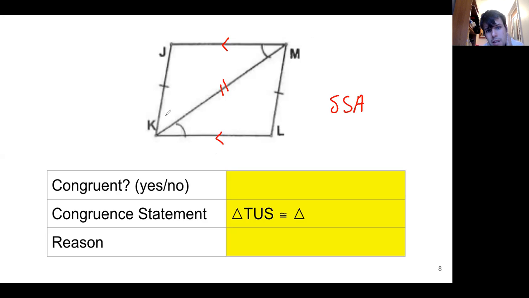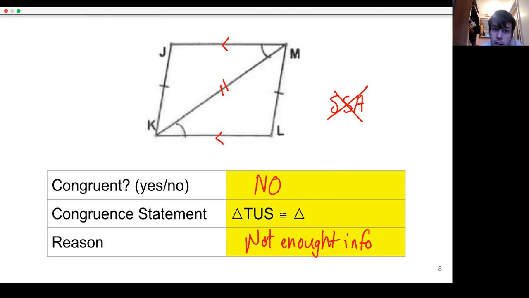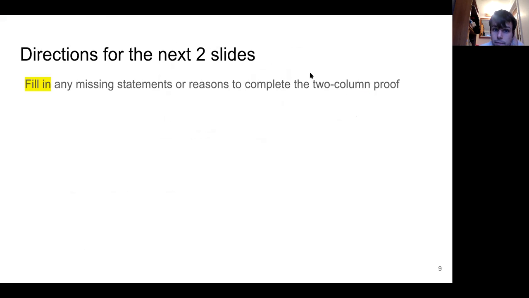A lot of people would be inclined to say that these angles here are congruent, but that's actually not true because they would not be on the known parallel lines. So since this is SSA, that's not a triangle congruence. So we have a no, and there is just not enough info. I'm not saying they aren't congruent because they certainly look like they are, but there is not enough info right now to state a triangle congruence. All right. Now for these next slides, we're going to be completing some two-column proofs with missing statements and reasons.